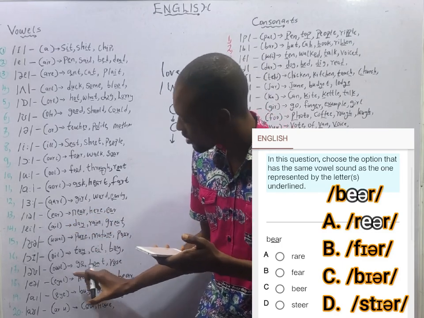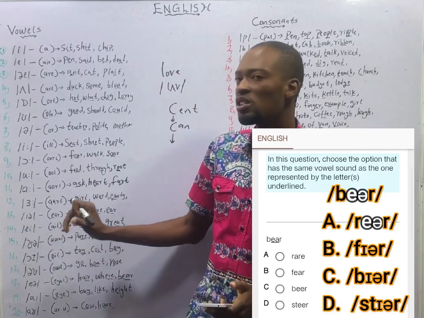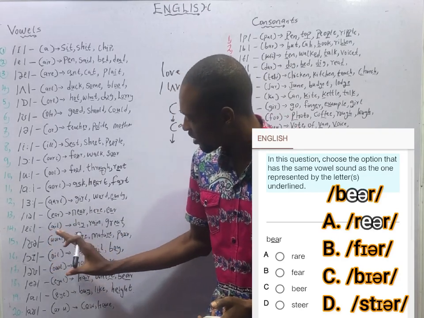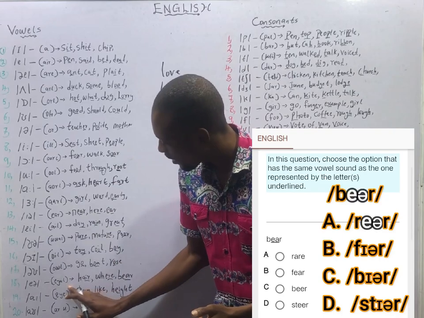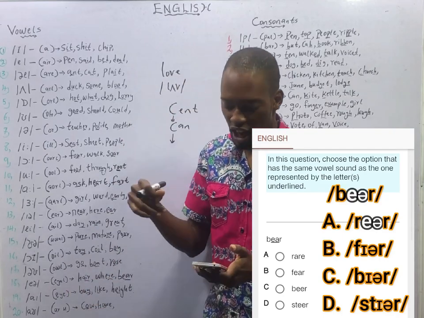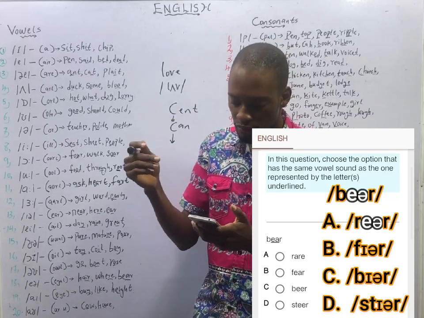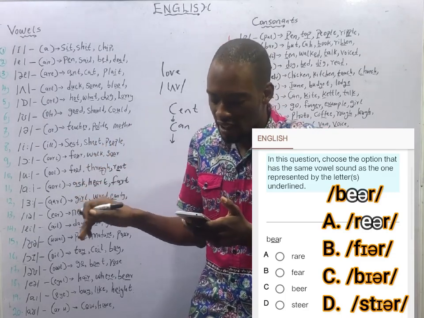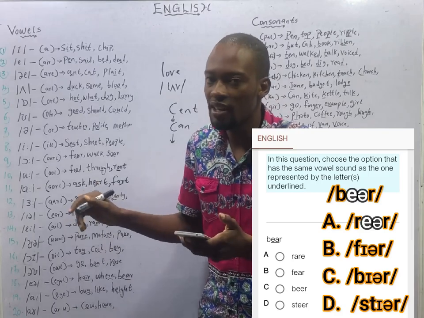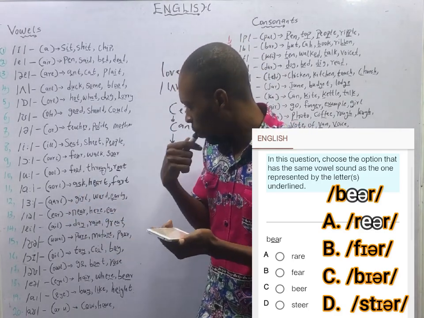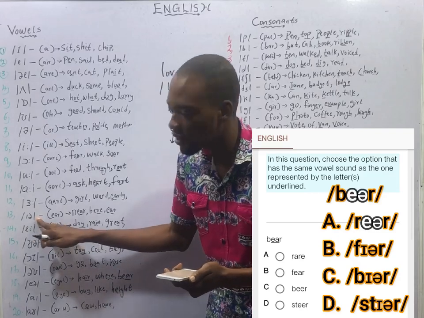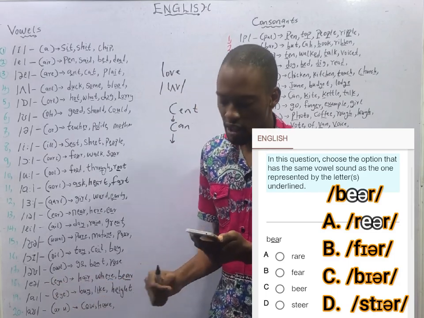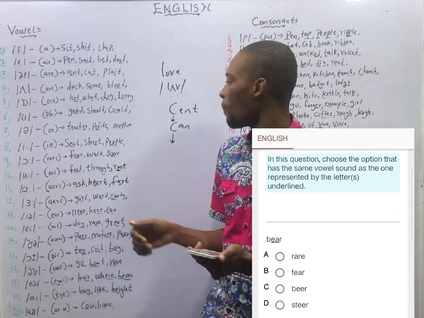But the sound in rare is air, which means we are dealing with two close sounds. Look at it: ear, and air. So bear has the air sound, rare has the air sound, but fear has the ear sound. Beer has the ear sound, and steer has the ear sound. Therefore, three of the options possess this sound, and one of them has the air sound, which has the same sound as beer. You see the transcribed form on the screen.